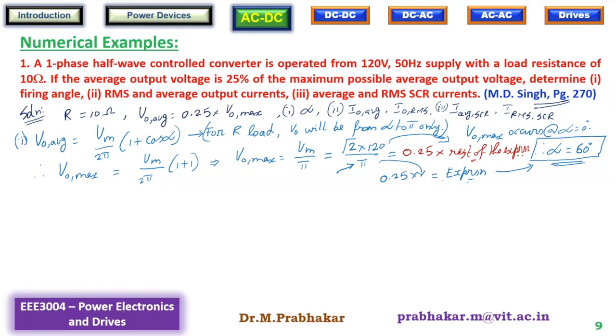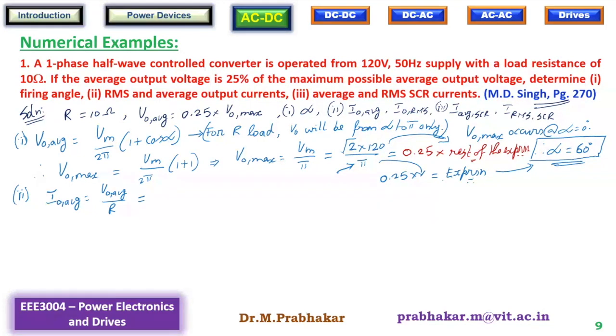Now second subdivision, it is about the RMS and average output current. Now I naught average is given by V naught average by R because it is a pure resistive load. I naught will be in phase with V naught, therefore I naught average will be V naught average by R. V naught average, you know that it is 1/4 of V naught max.